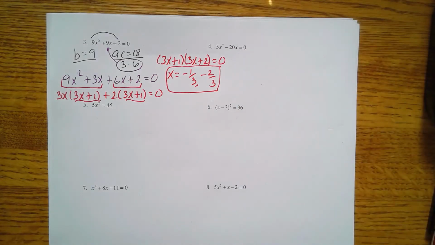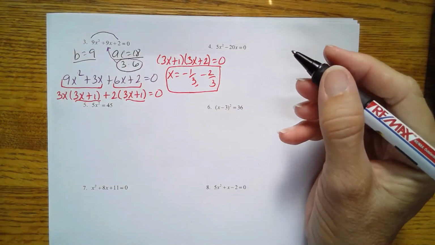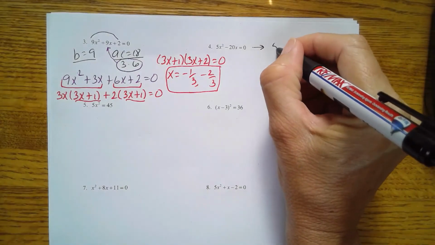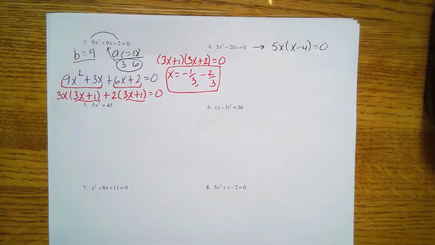Alright, number 4. We have 5x squared minus 20x equaling 10. Again, the easier way is to look at this and go, well, there's a GCF. There's something in common. So the greatest common factor is a 5x, and we're left with x minus 4 when we take out the GCF.